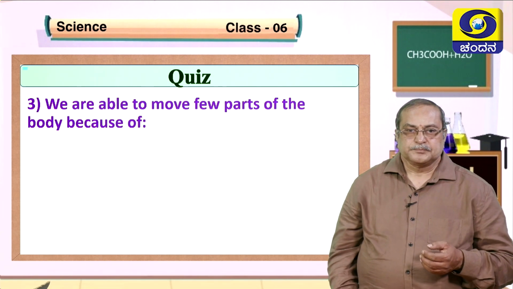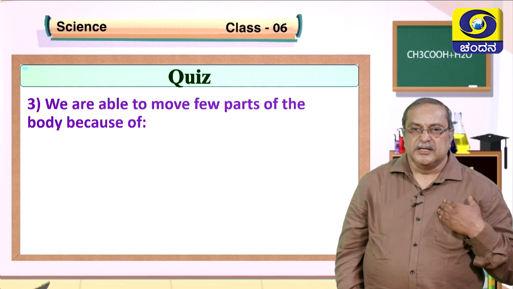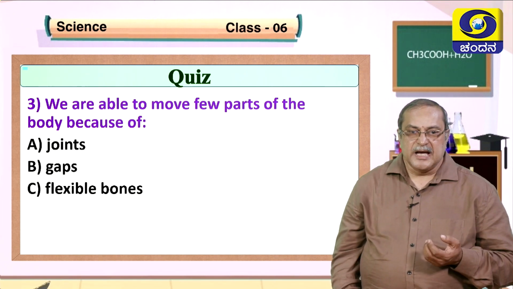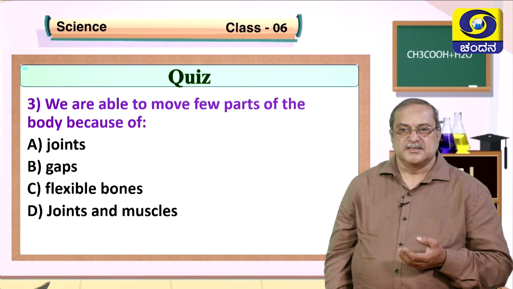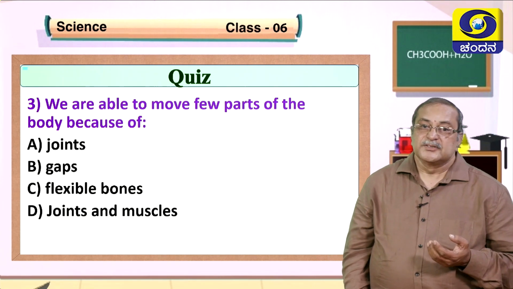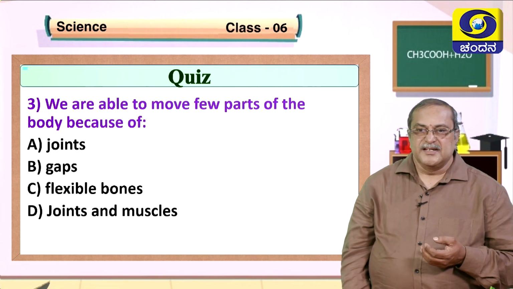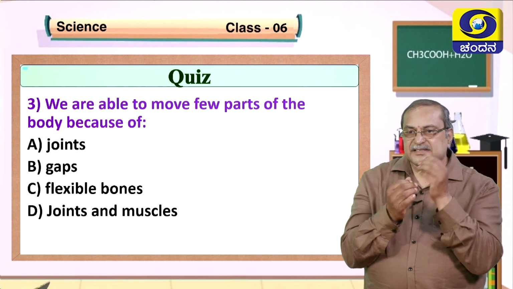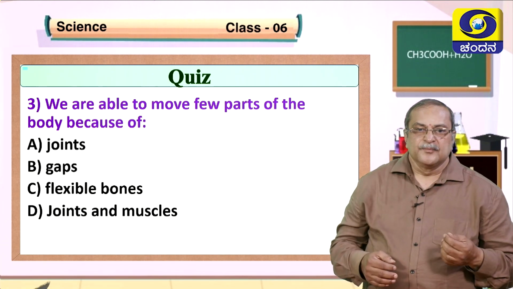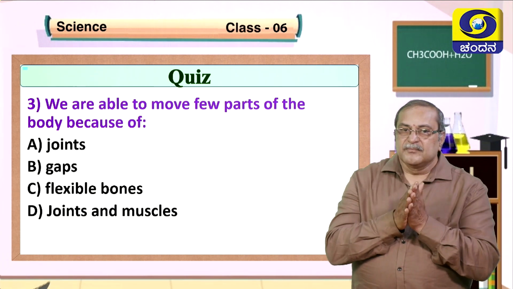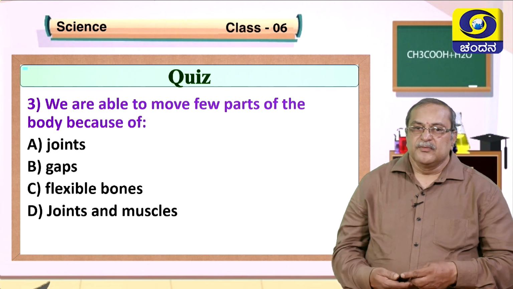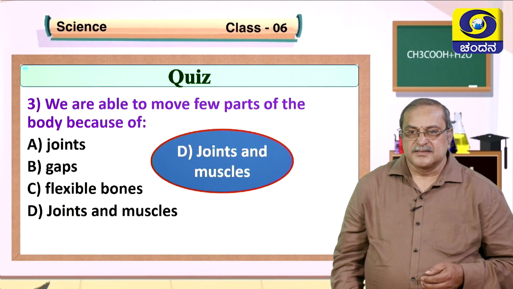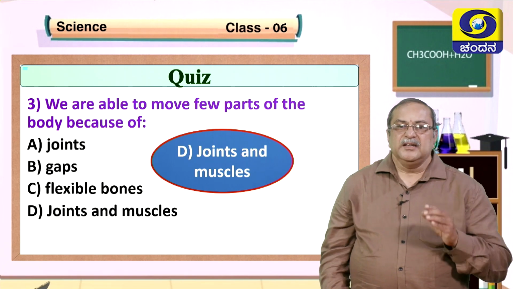Okay, next question. We are able to move a few parts of our body because of: joints, gaps, flexible bones, joints and muscles. Which is the correct answer? We said joints help us, at the joint we can move, and gaps are also there, and flexible bones such as ear and nose tip, and joints and muscles are there. So, we can bend or move a part of the body only if there is a joint as well as a muscle. That is the answer, joints and muscles. We can move the parts if the joint is connected with the muscle.